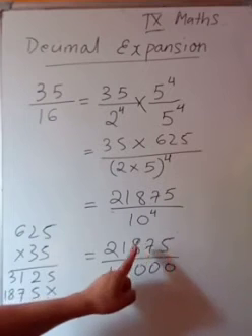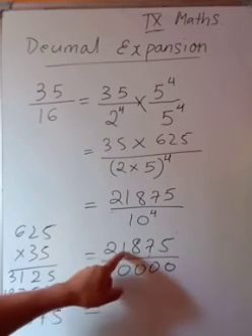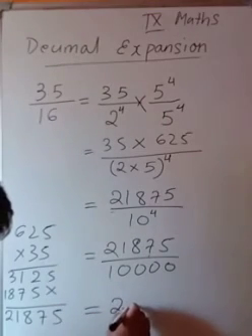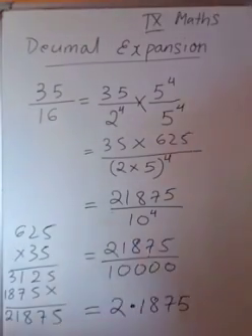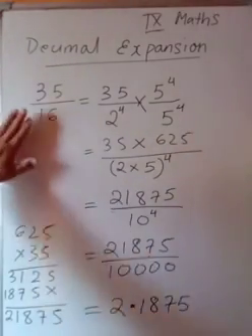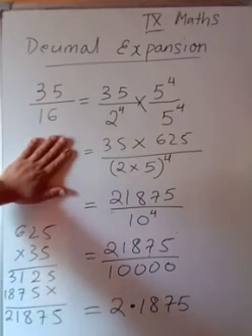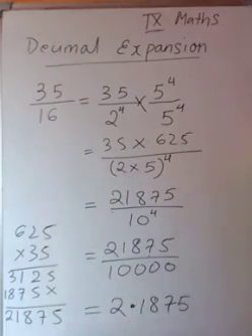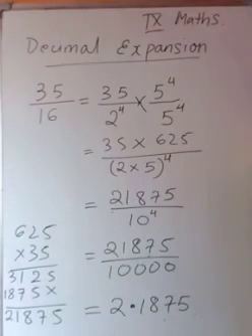5, 7, 8, 1, 2. Here now 1, 2, 3, 4. So before 1, you can put here point. So this gives 2.1875. So this is the value. When you divide 35 by 16 without actually dividing, or we have used another process, you will get the decimal expansion. This is called decimal expansion of this given number.